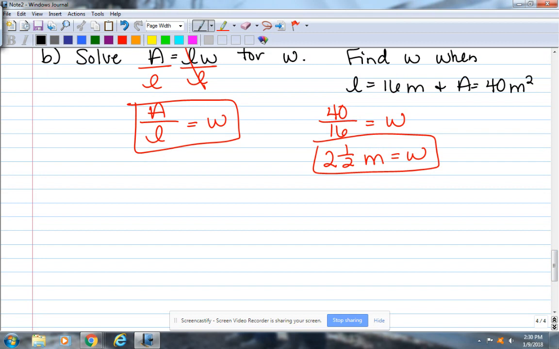Okay. Let's do one more. P equals 2L plus 2W. What's that the formula for? That's supposed to be a plus, not a T, sorry. What's that the formula for? Perimeter of a rectangle. Okay? So solve it for the width. So we want to get that W right there by itself.